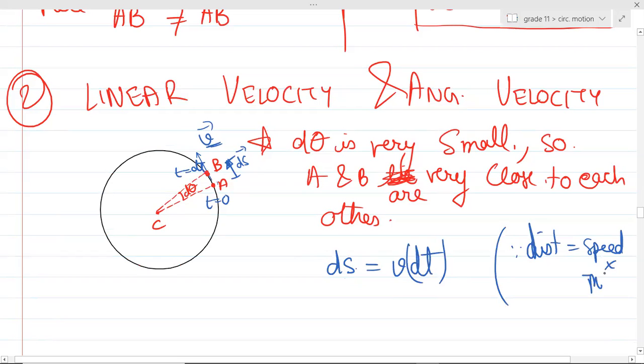I think everyone is clear about this relation. Distance is equal to speed multiplied by time. So basically ds will be equal to v dt. Why? Because from A to B, since the distance is very small, I am assuming the speed is constant, right? So that's why I use this formula, ds is equal to v dt.